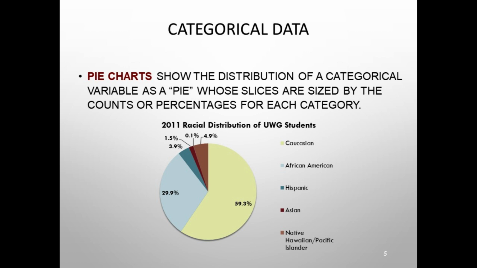This example illustrates the racial distribution of the student body at the University of West Georgia. This is real data, and each slice of the pie indicates the percentage that corresponds to each subgroup. Pie charts can be used only when all the categories put together form a whole, so all the percentages add up to 100%, and therefore the categories are mutually exclusive and each individual can only belong to one subgroup.